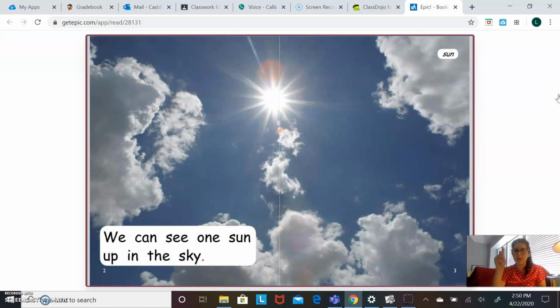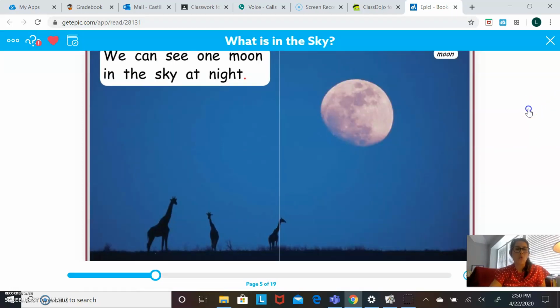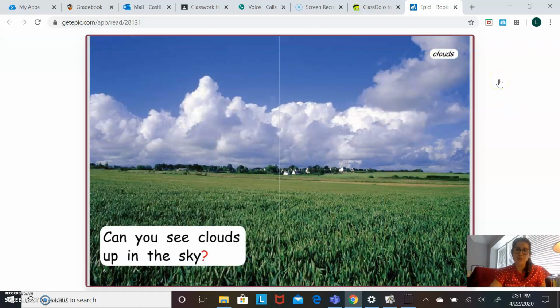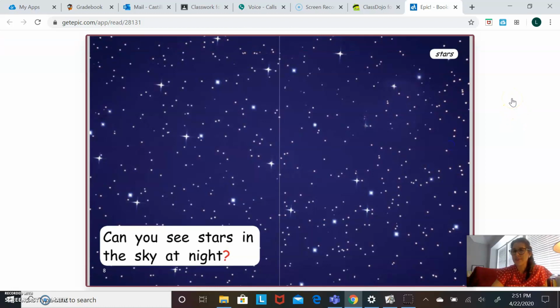We can see one sun up in the sky. This is the day sky. We can see one moon in the sky at night. Can you see clouds up in the sky? Sometimes I like to use my imagination and look up at the sky and think about what some of these clouds look like. Have you ever done that before? Can you see stars in the sky at night? Sometimes we can.